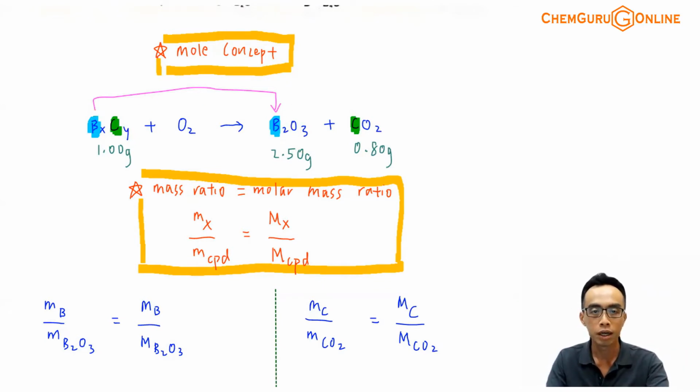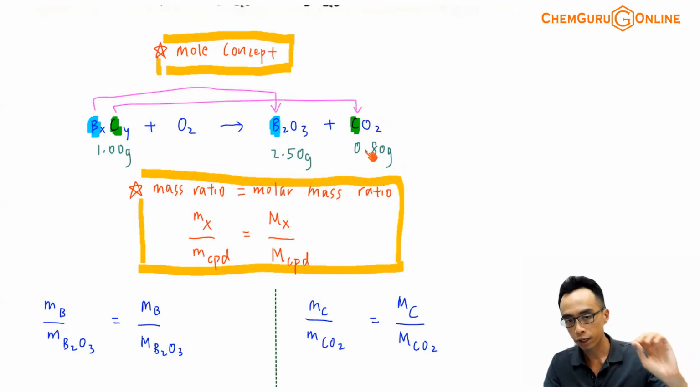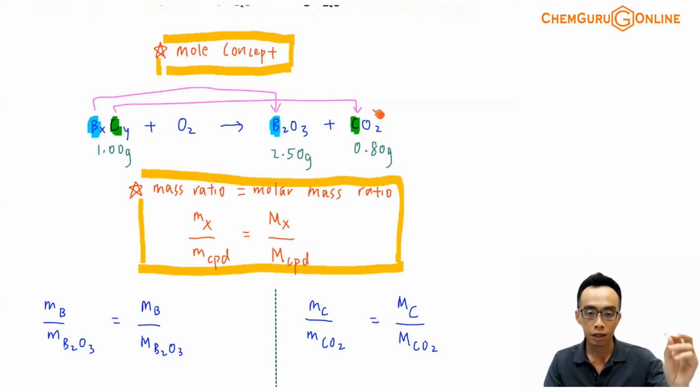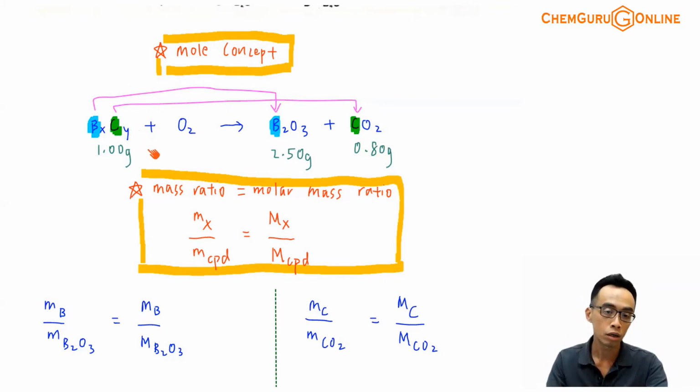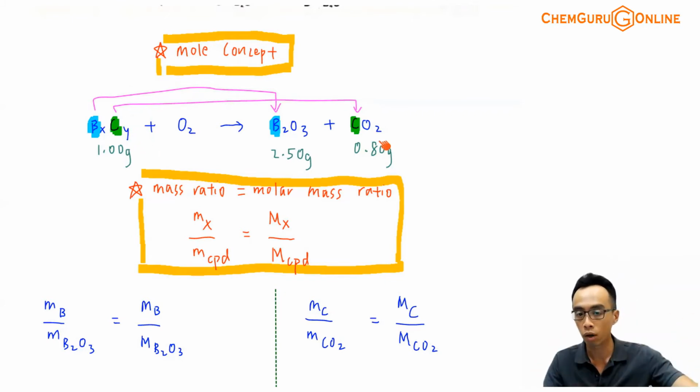Similarly, for my carbon, you notice all this carbon will go to carbon dioxide. So if from 0.80 gram of CO2, I can find how much carbon we have, then that will be the carbon in your original compound. So again, very nicely, all the carbon will go to one place. It's very easy for me to account for that.